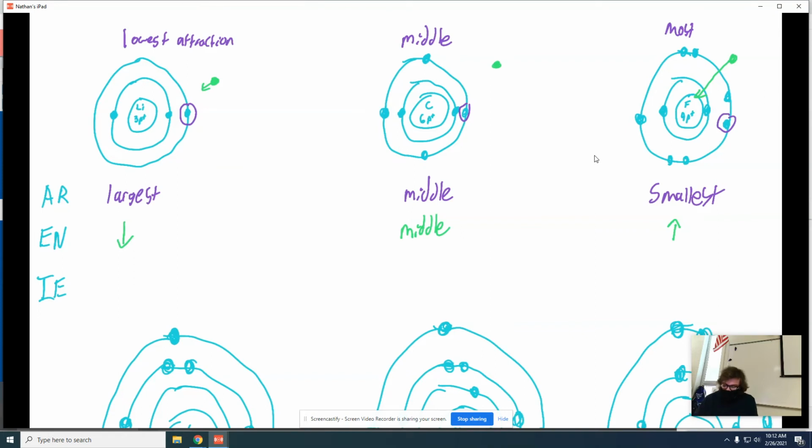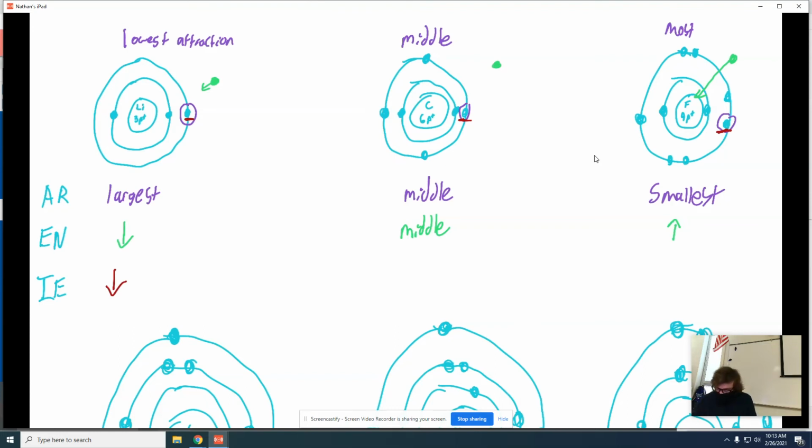We'll switch to another color for ionization energy. Ionization energy is the amount of energy that it's going to take to pull an electron away. So we'll look at this same electron that we've been talking about. We said that lithium has the lowest attraction. So if this electron is barely attracted to that nucleus, it's going to be pretty easy for us to rip that electron away. So we're going to end up having a low ionization energy for lithium.